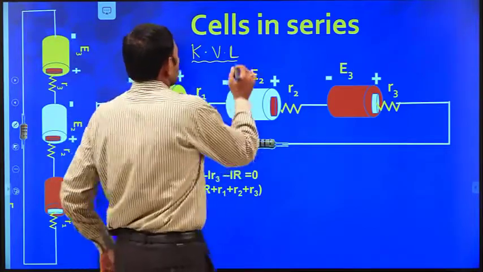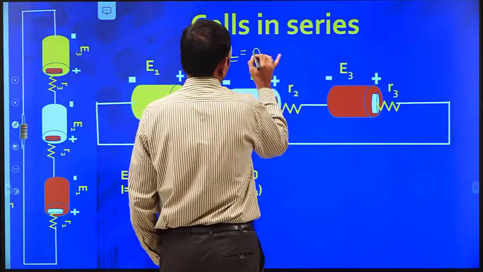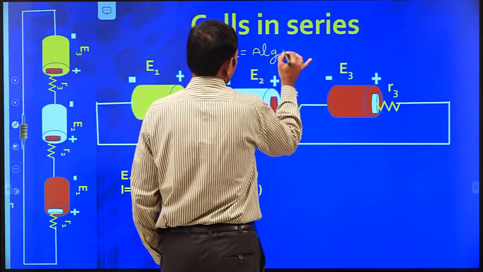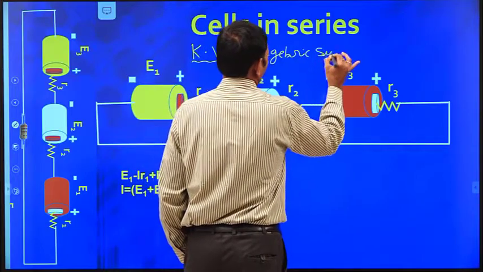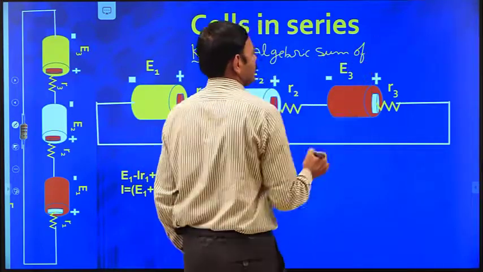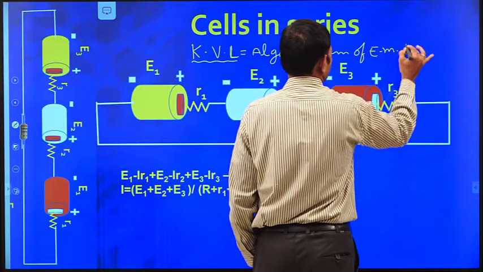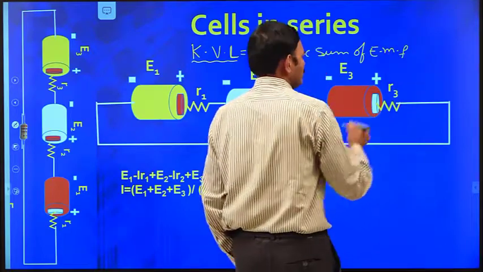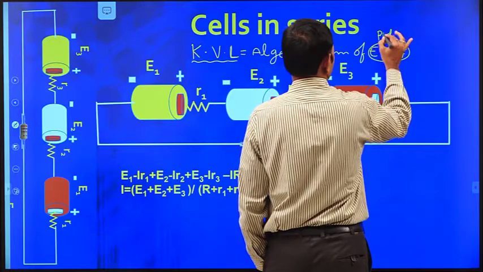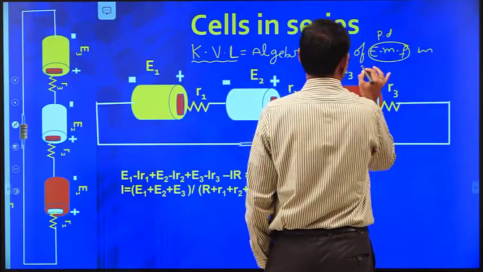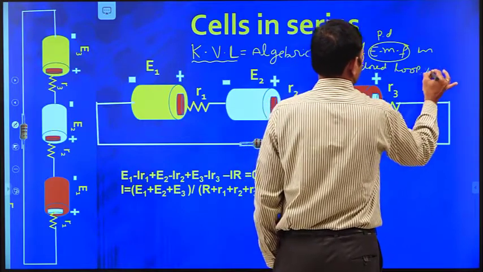That's why the statement of Kirchhoff's voltage law is: the algebraic sum of EMFs. Students, consider this statement. The algebraic sum of EMFs and potential differences in a closed loop is 0.